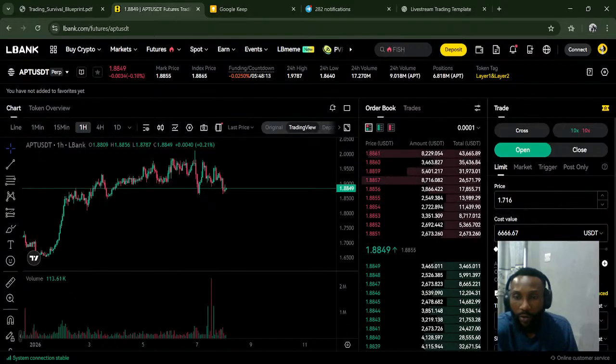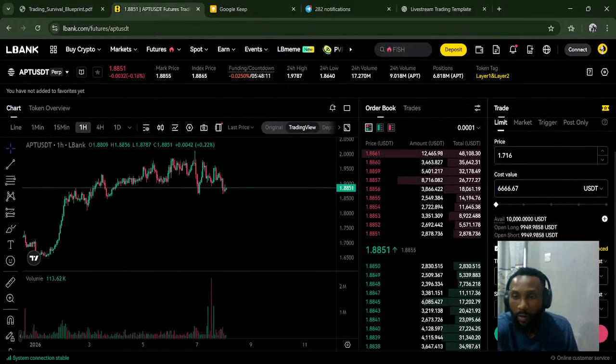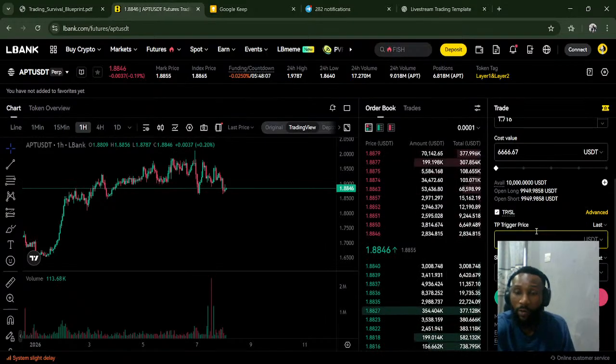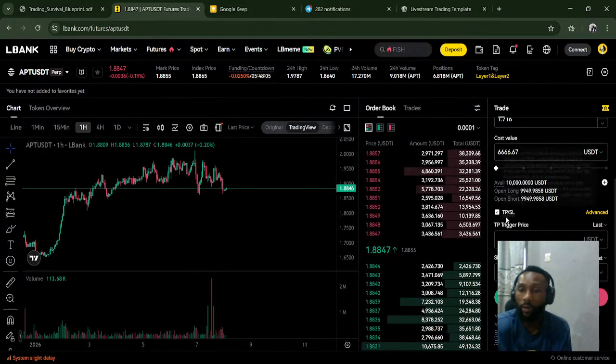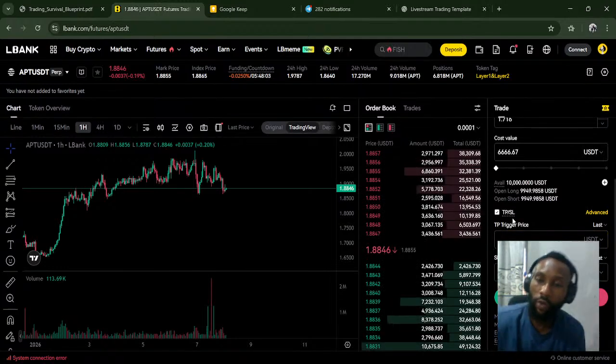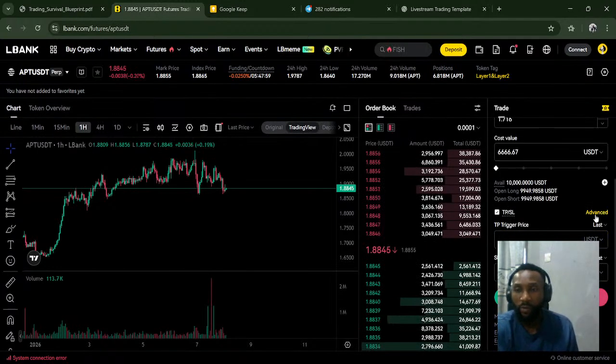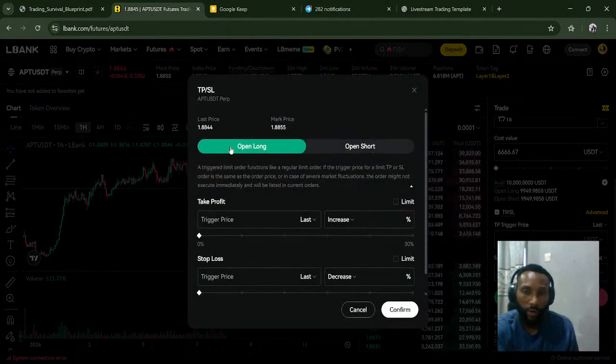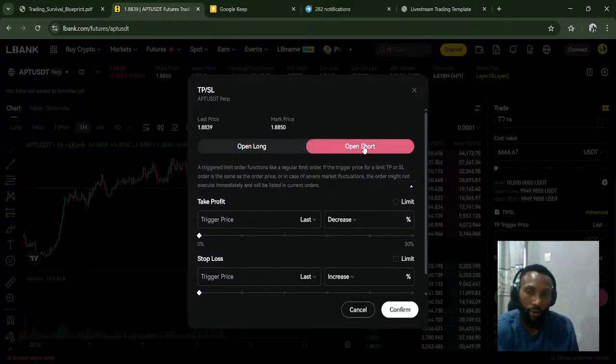Then me, I prefer using the advanced. Always come here when you want to use your take profit and stop loss. That's what TPSL means. I prefer using the advanced so that it shows you what you're doing. So you click on the advanced. And remember, we are going short. So we now say open short.